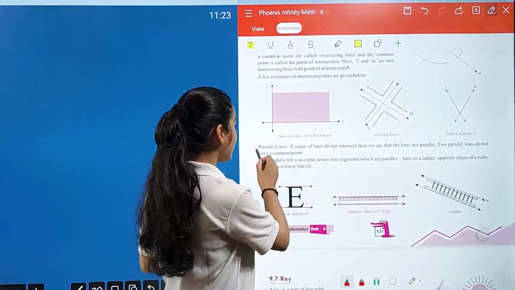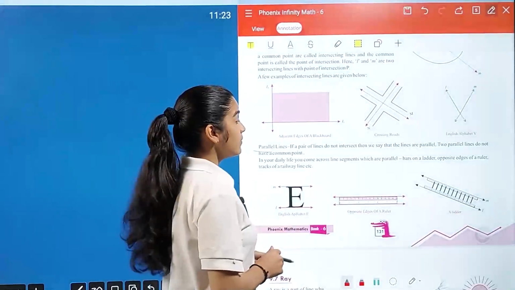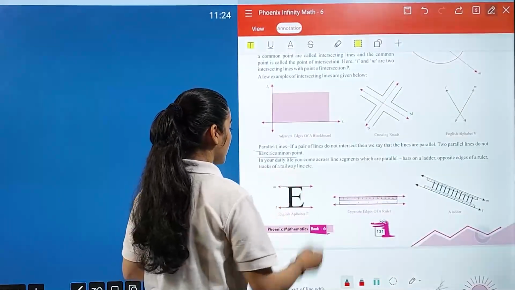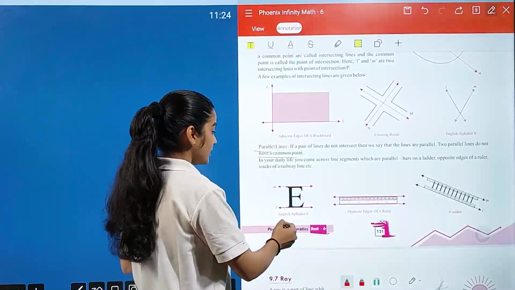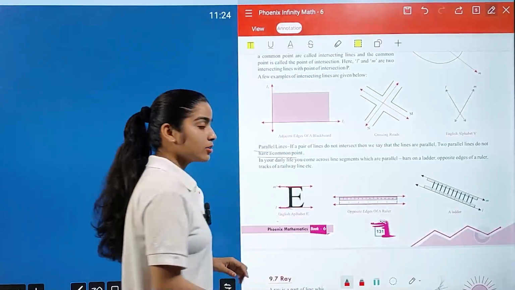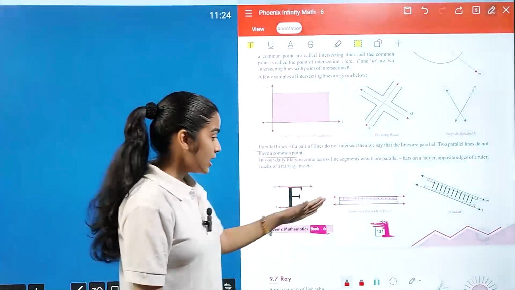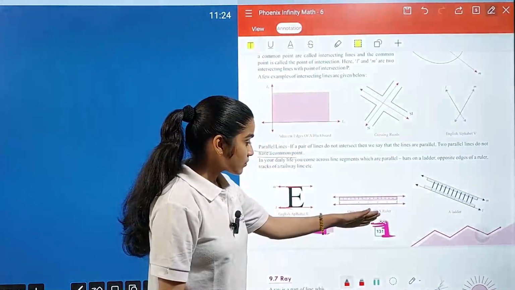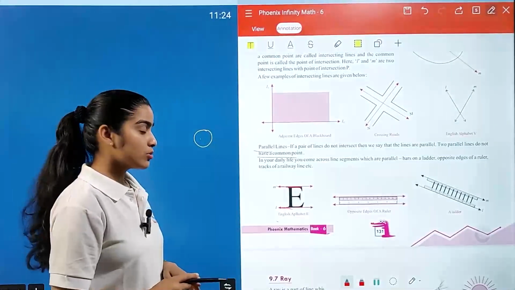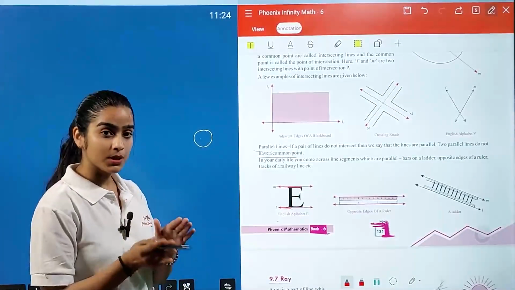Next, we have parallel lines. If a pair of lines do not intersect, then we say that the lines are parallel. Two parallel lines do not have a common point. So, for example, in the alphabet E, if we see lines L and M, they never cross each other. That's why these two lines are parallel to each other. Here you can see the opposite edges of a ruler. These are two lines which never cross each other. And one more thing, in parallel lines we have equal distance between the two lines.